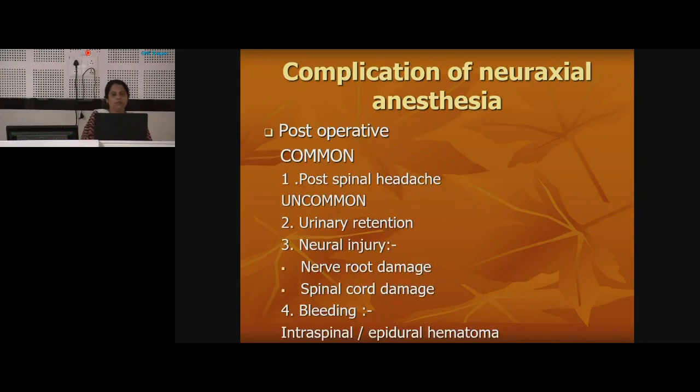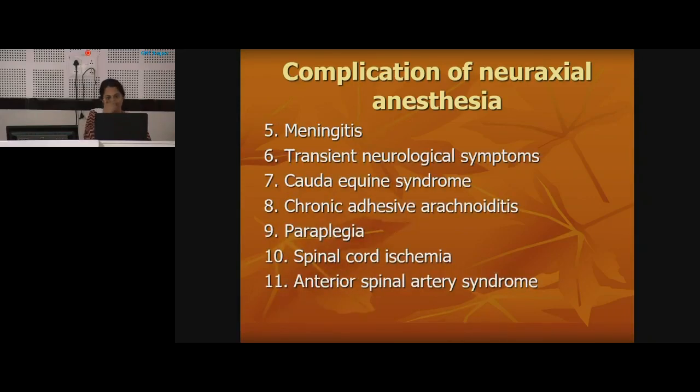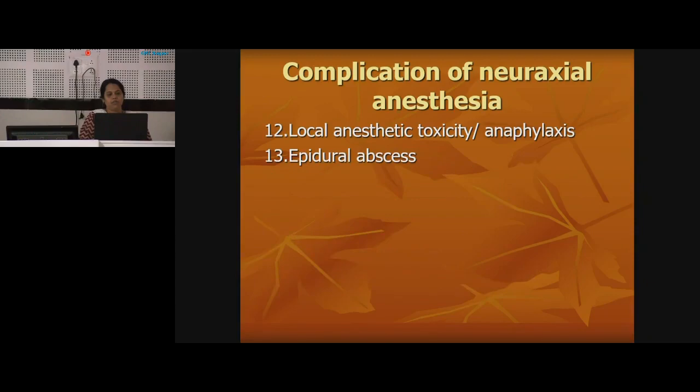Other complications which are post-operatively common is post-spinal headache, which is easily manageable. And uncommon are urinary retention, nerve injury, nerve root damage. If given at a higher level, then spinal cord damage may be there, intraspinal or epidural hematoma, meningitis, transient neurological symptoms, cauda equina syndrome, paraplegia, spinal cord ischemia, anterior spinal artery syndrome. They are very rare. Also local anesthetic toxicity or epidural abscess.